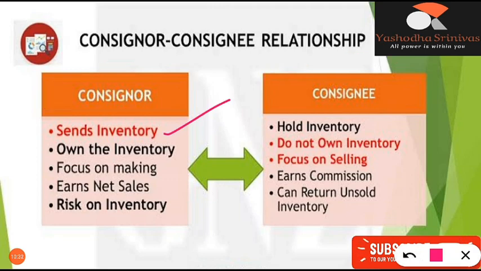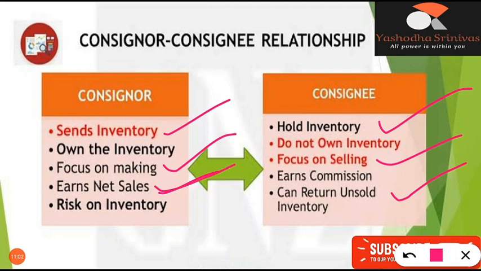He sends the inventory, and the other holds the inventory for sale. Next, who owns the inventory and who does not own the inventory. The ownership is with this person only. He is just sending the goods, with the title, for the other to sell. The consignor focuses on making, that is, manufacture of goods. The consignee is mainly focusing on selling. Okay, he earns net sales. He can return the unsold inventory.